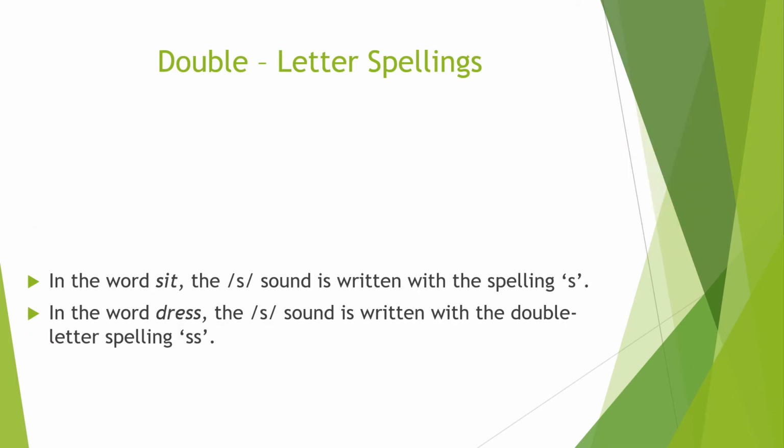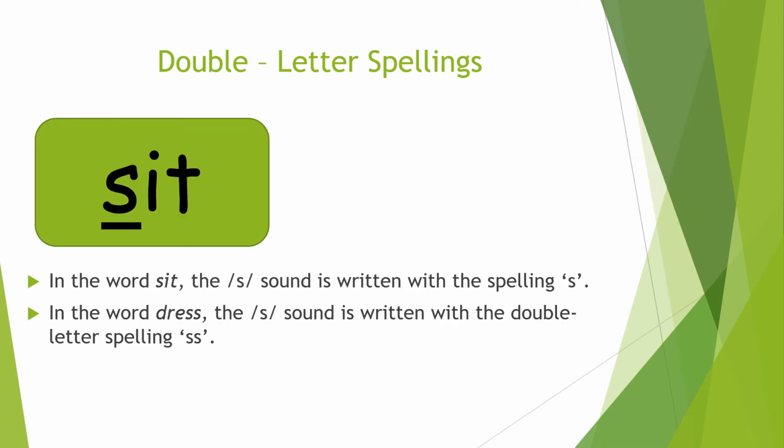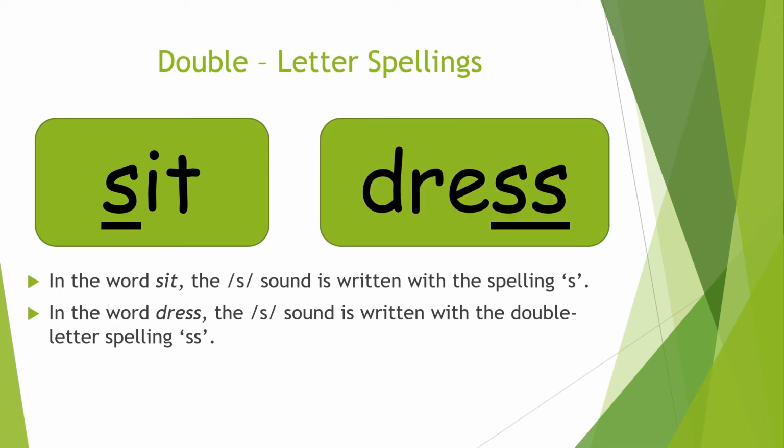Let's take a look at another one. What is this word? This is the word sit. The S sound is written with the spelling S, just one S. Take a look at this word. This is the word dress. The S sound is written with the double letter spelling SS. Even though there are two S's, it only makes one S sound.